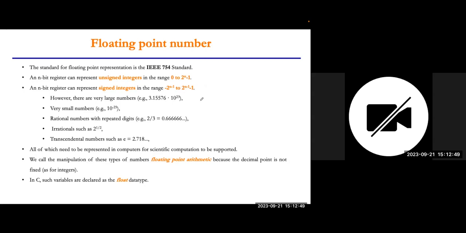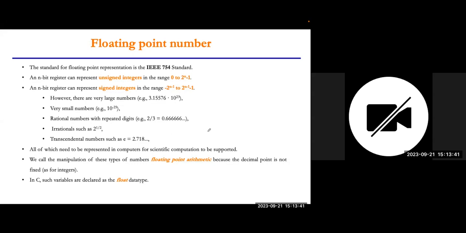However, there are very large numbers and very small numbers. Very large numbers, for example, 3.1550 multiplied by 10 to the power of 23, or very small numbers, for example, 10 to the power of minus 1, which is in the negative exponent range. Also rational numbers with repeating digits, like 2 by 3 written as 0.666, irrational numbers such as 2 to the power of 1 by 2 or 3 to the power of 3 by 5, and transcendental numbers such as e equal to 2.718, and so on. All of these need to be represented in computers for scientific computation to be supported.